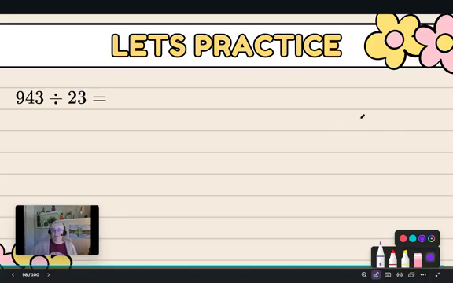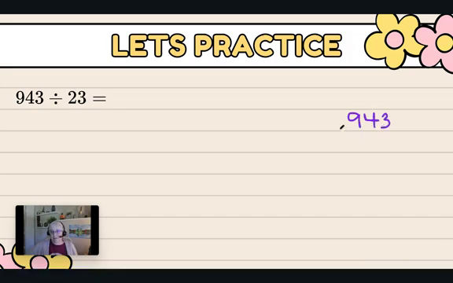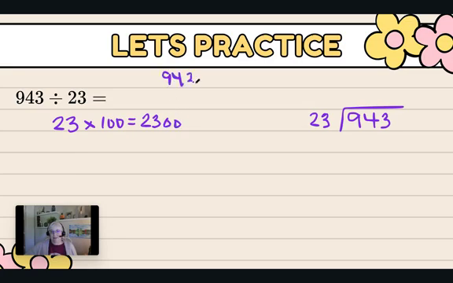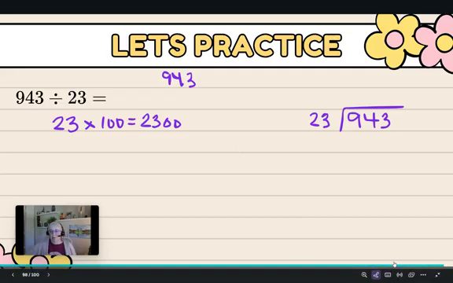943 divided by 23. Now, am I going to start by multiplying by powers of 10 or powers of 100? I already see that if I multiplied 23 times 100, that's going to be over my goal. 23 times 100 is going to equal 2,300. And our goal is 943. So that tells me the hundreds are going to be too much.